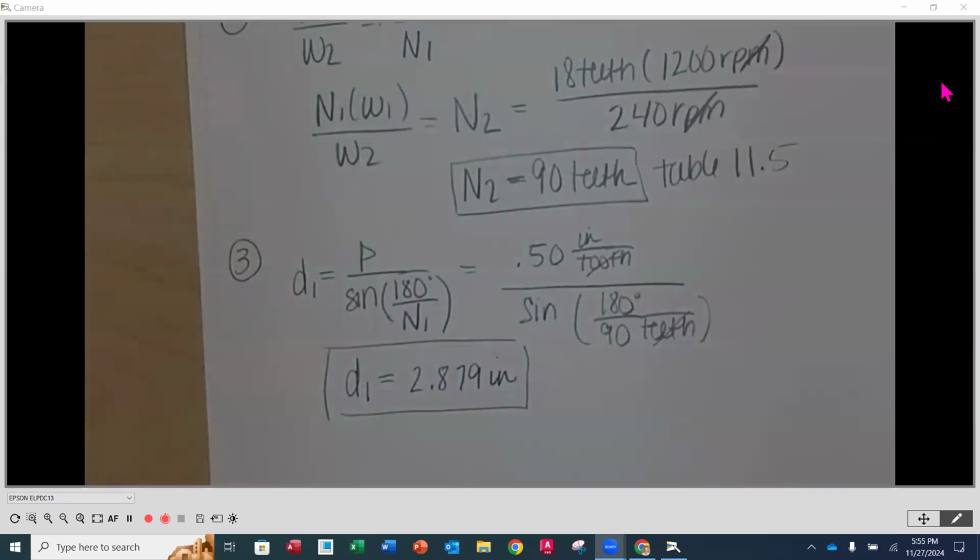I want to be sure we're getting these numbers. So you should get a diameter, and this is a good time to make sure that you're doing these calculations properly on your calculator, that you get these numbers, because this one's not bad, but especially when we get to the links and the lengths and the center distance equations, they get a little bit more complicated.